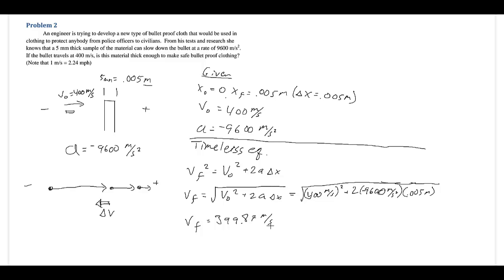399.87 meters per second. A far cry from the required 0 meters per second we would need for this thing to actually stop the bullet and for us not to get shot. So that's a definitive does not work. Alright, so that's that. Moving on.